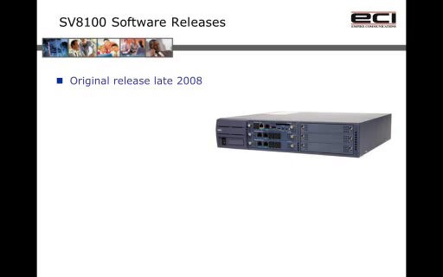So the 8100 was a product that was originally released in about late 2008, and since then it's gone through 8 software releases. Typically they're being added at about the rate of one every 4 to 6 months, and those releases add new core features. So things like SIP trunks, technology that's emerged since the 8100 was released in 2008. They're added with new software releases.